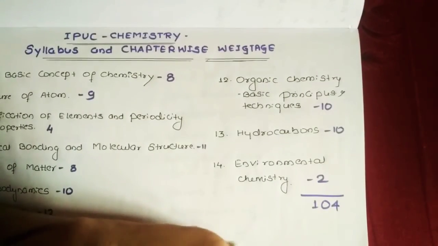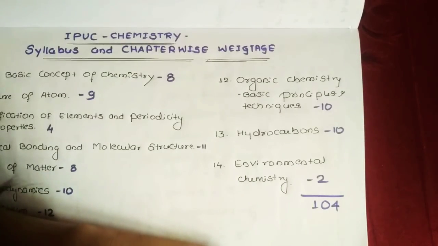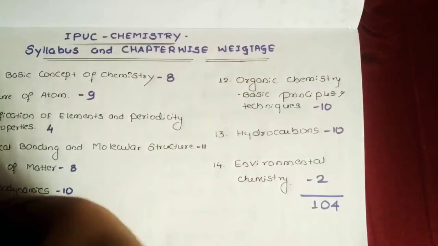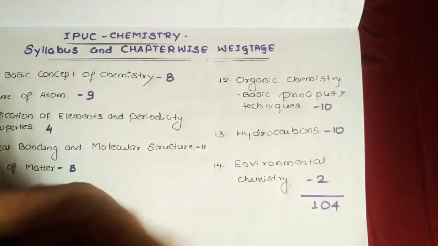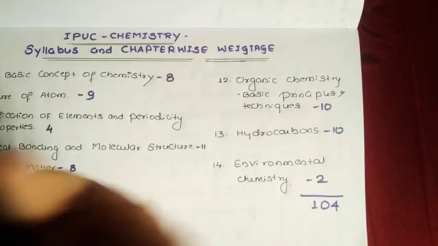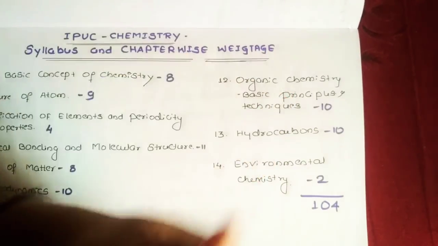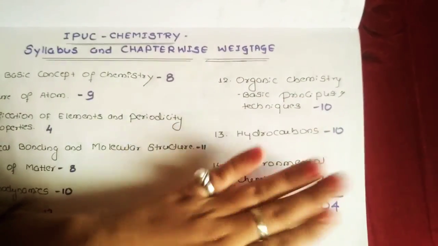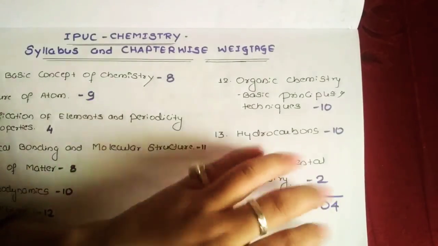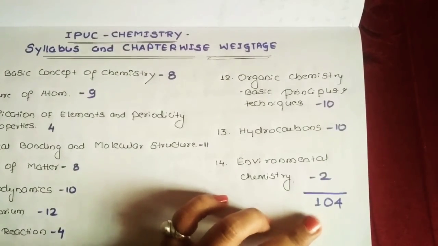The last one is a general knowledge type of topic. It's environmental chemistry, which includes pollution, the reasons for pollution, how we can protect our nature from pollution, global warming, what smog formation is, how pollution occurs, and the greenhouse effect. Everything we're going to study under this topic. The weightage is very low, around 2 marks will appear in your exam. So the total weightage is around 104 marks.